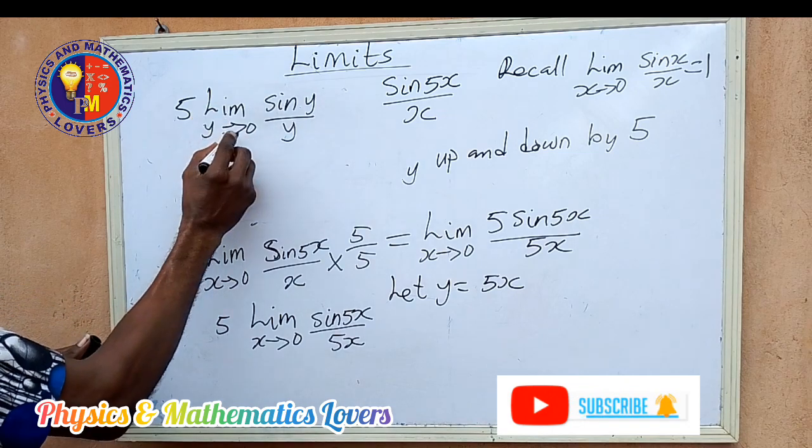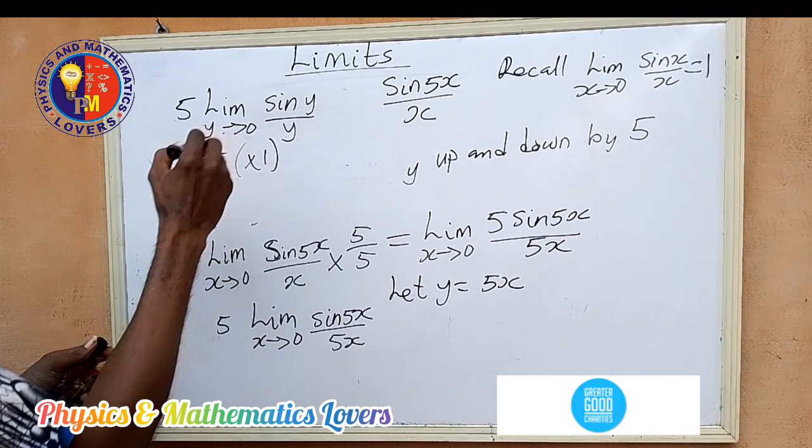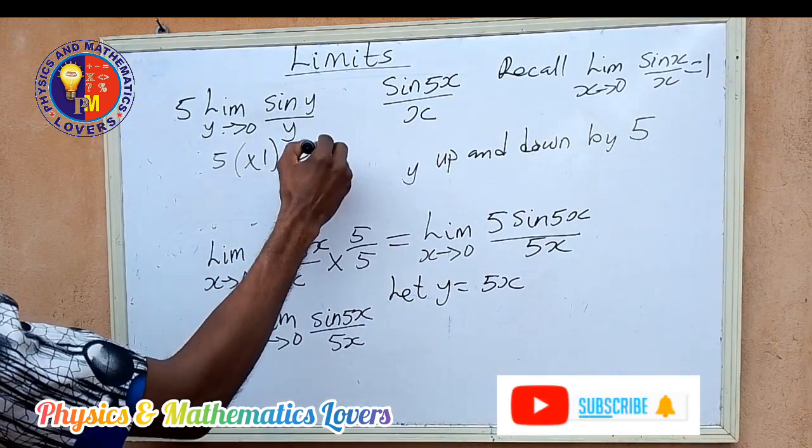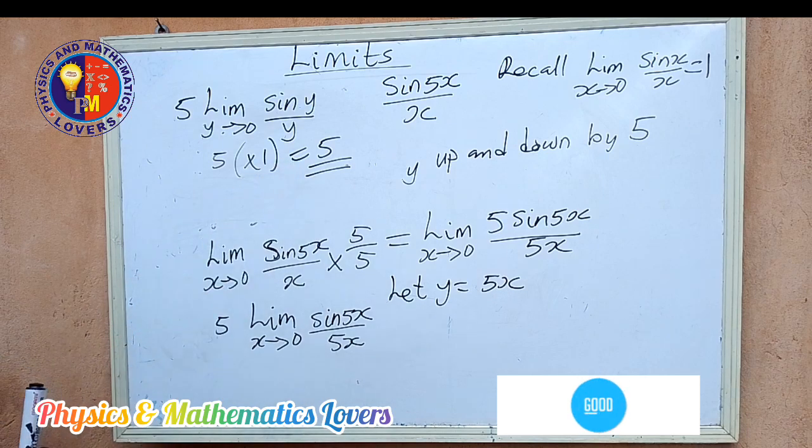So the whole of this place now becomes 1, putting the 0 there. So now it becomes 5 times 1. Finally, our answer is equal to 5. So 5 is the solution to this question.